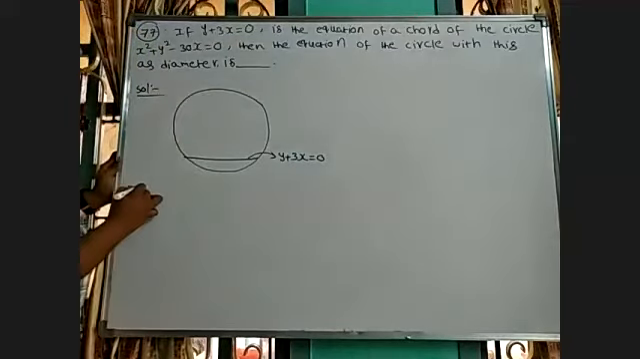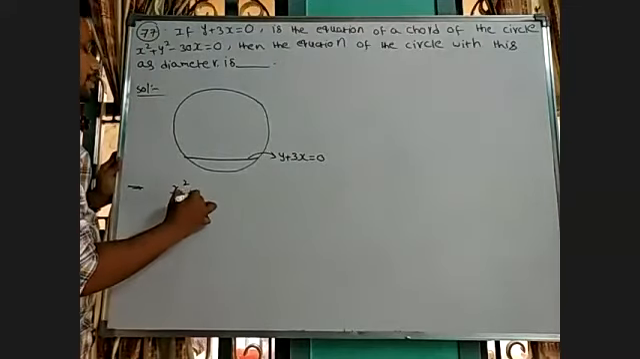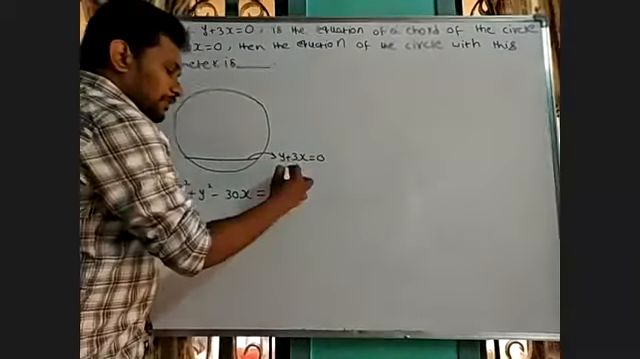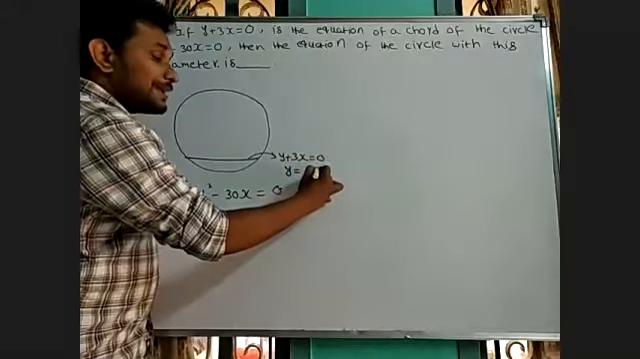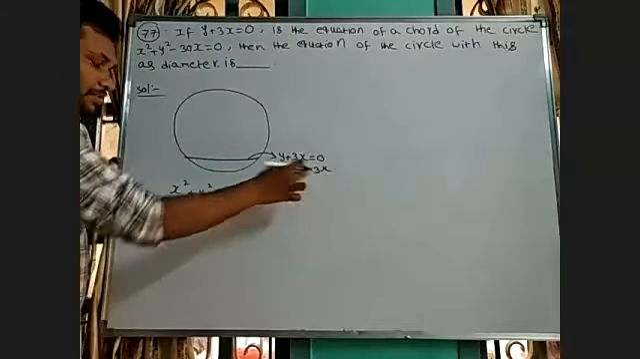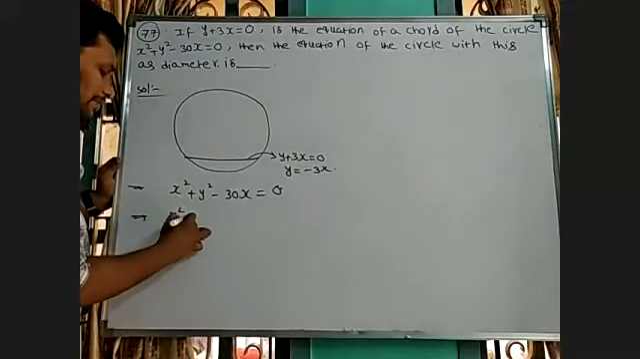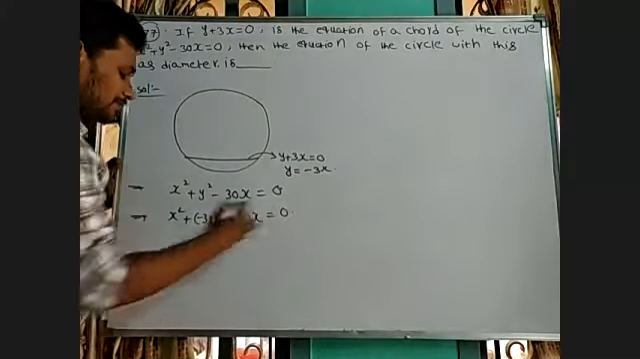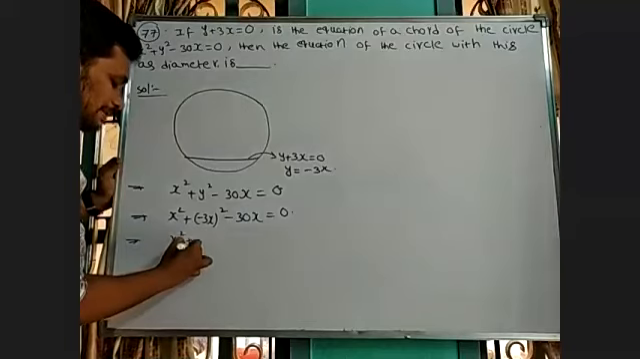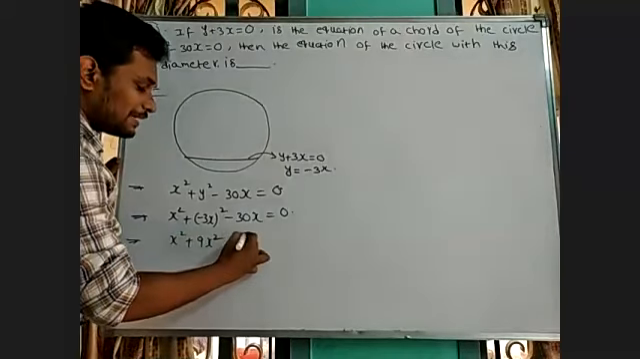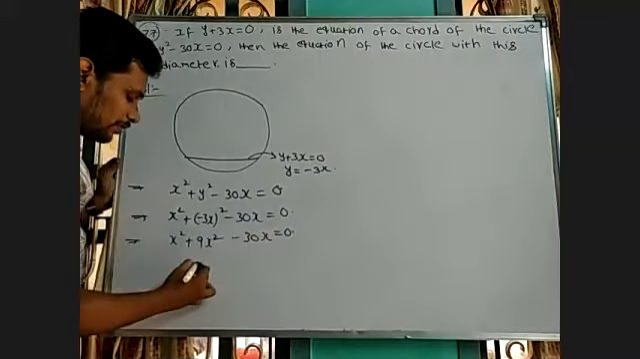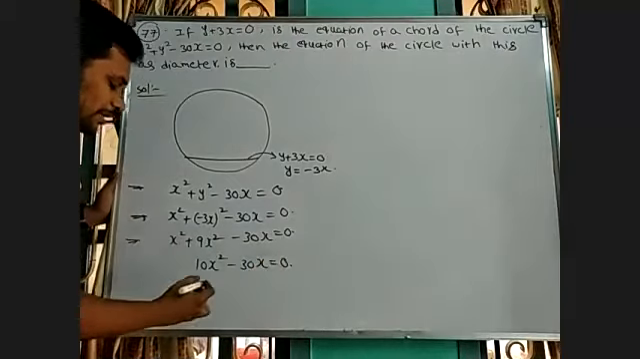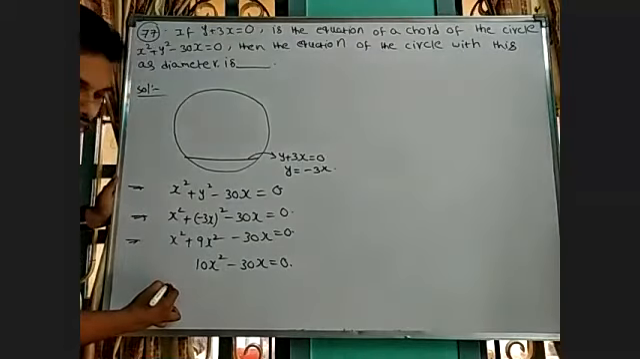Means what we can do, see the circle equation, what they give one? x square plus y square minus 30x equals to 0. From this y is equals to what we can take? Minus 3x. Okay, next, if we substitute minus 3x in this equation, x square plus minus 3x whole square minus 30x equals to 0. What we get? x square plus 9x square minus 30x equals to 0. 10x square minus 30x equals to 0.